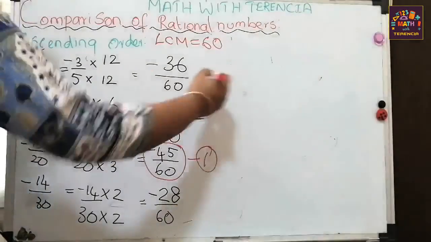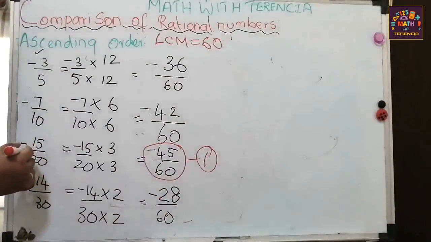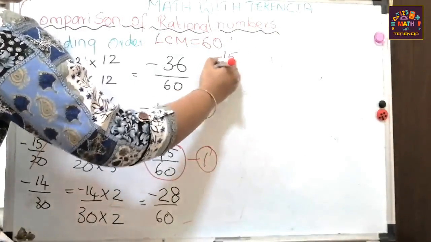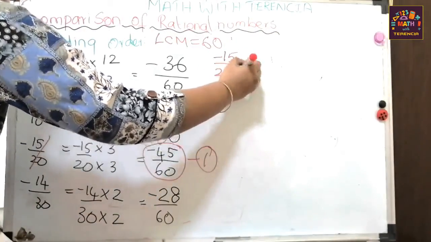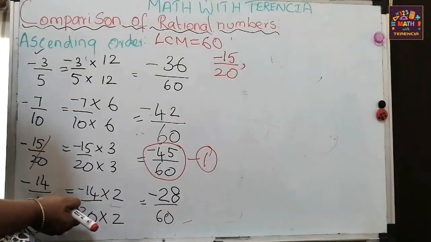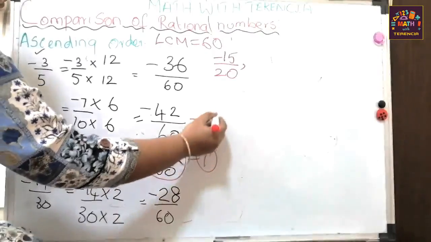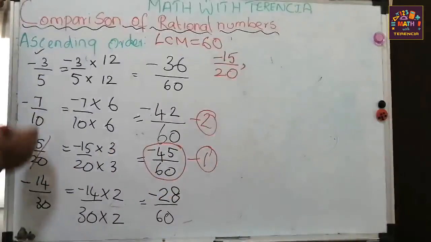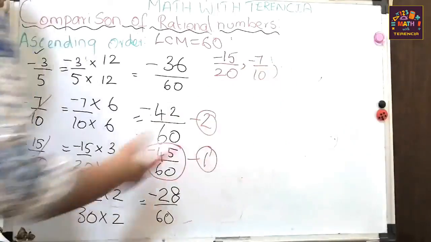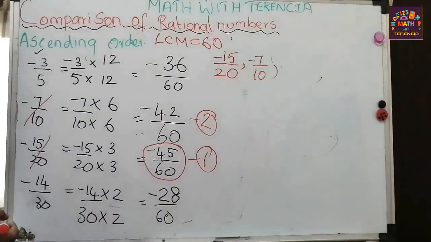So you can write the final answer. Minus 45 by 60 is minus 15 by 20. So minus 15 by 20 is the smallest number. You can strike it out. And the next smallest is minus 42 by 60, which will be the second one. So I'm going to write minus 7 by 10 as the next number.